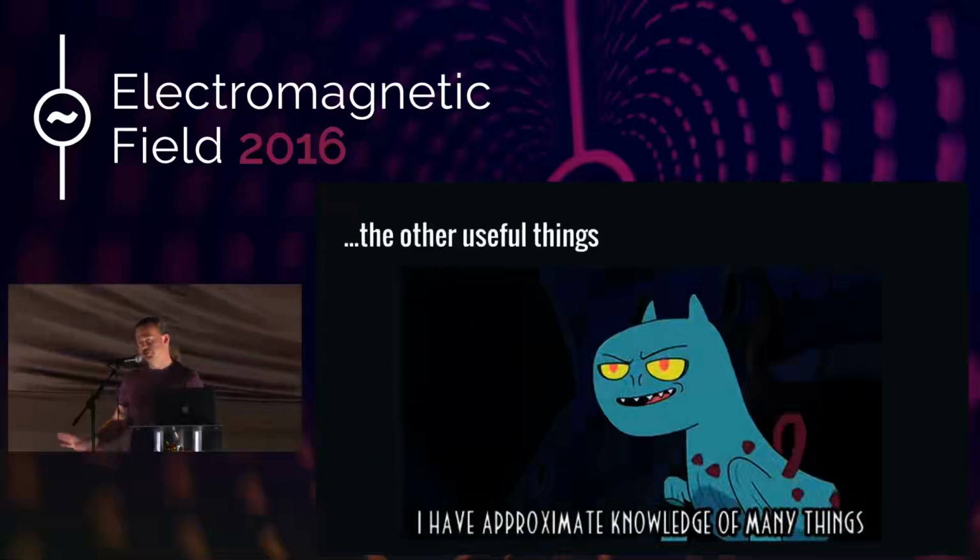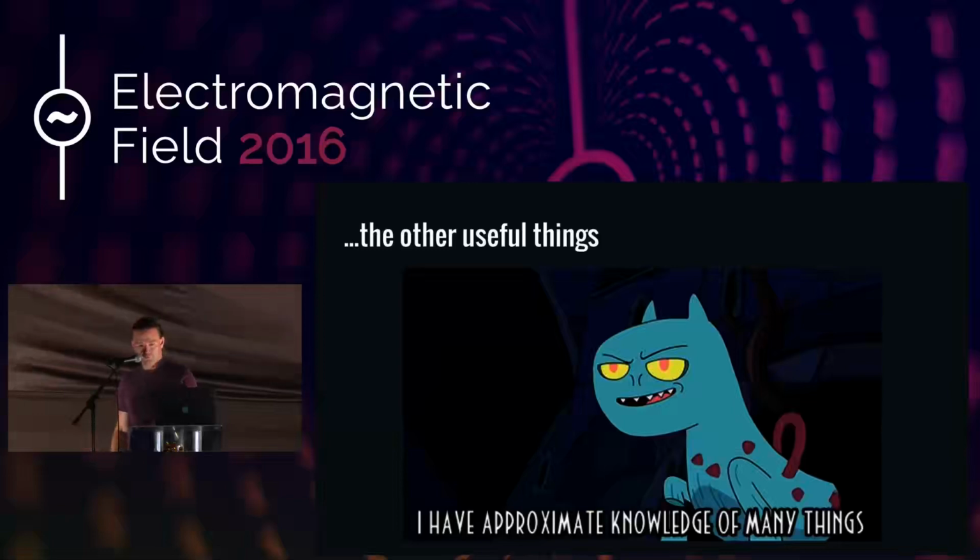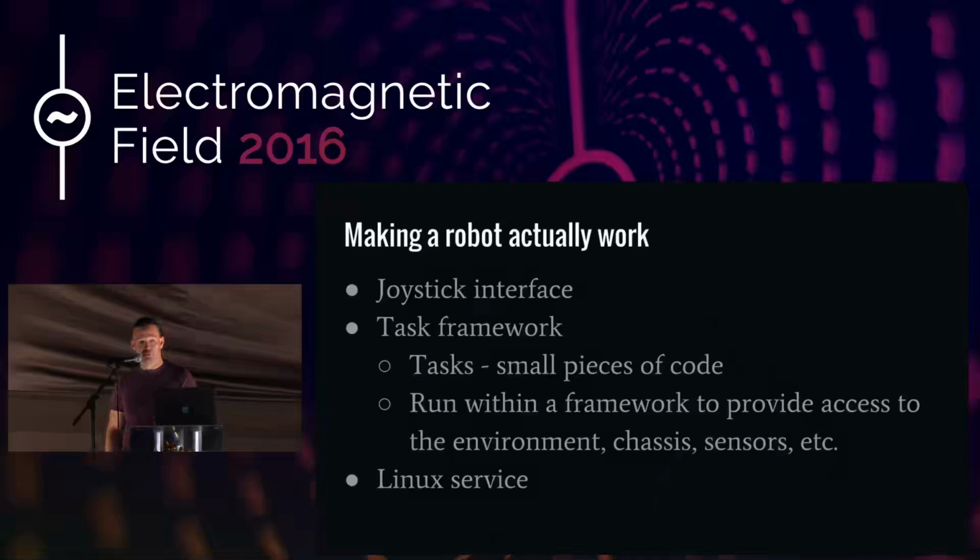So this talk is kind of, there's been a bunch of stuff, and we kind of vaguely know how everything works now. There are a few other things you have to do to make one of these robots actually work, which is more in the way of plumbing, but some of them were non-trivial, so I thought I'd mention them.